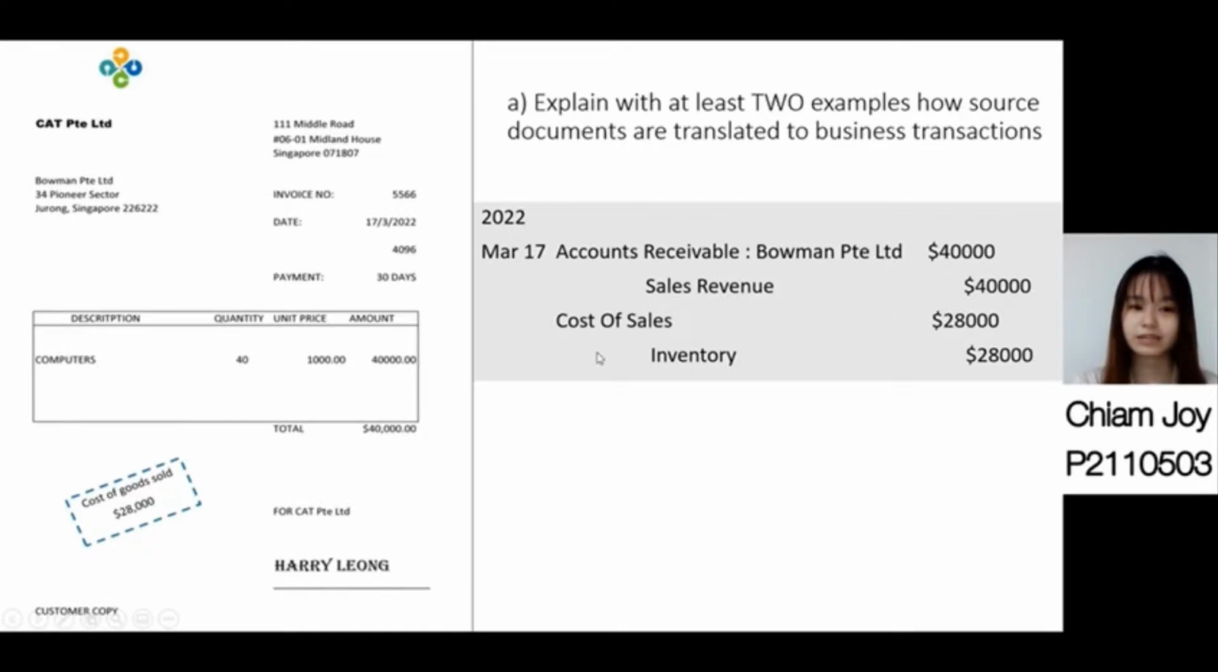Since they bought from us, this is also a sales revenue. It is stated over here that the cost of goods sold is $28,000, so we will be including that in our general entry as well. We have written over here that the cost of sales in this transaction is $28,000, which we will be debiting, and we will be crediting $28,000 worth of inventory.